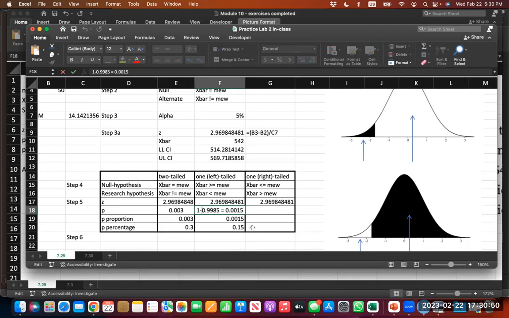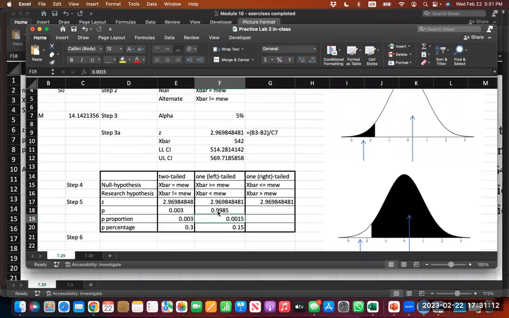So X bar greater than mu is our null hypothesis. X bar smaller than mu. Okay, so back. Sorry. This is actually positive value. So we are not calculating 1 minus 0.998. And please don't be confused now by this.